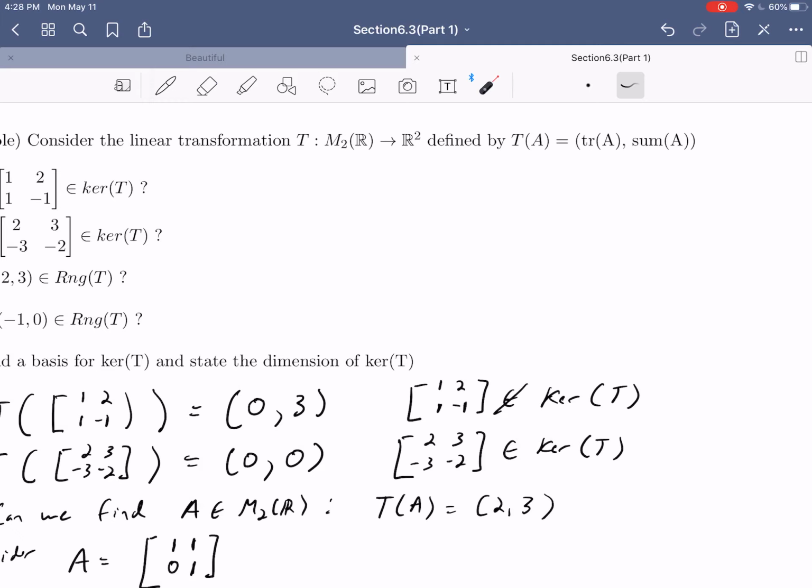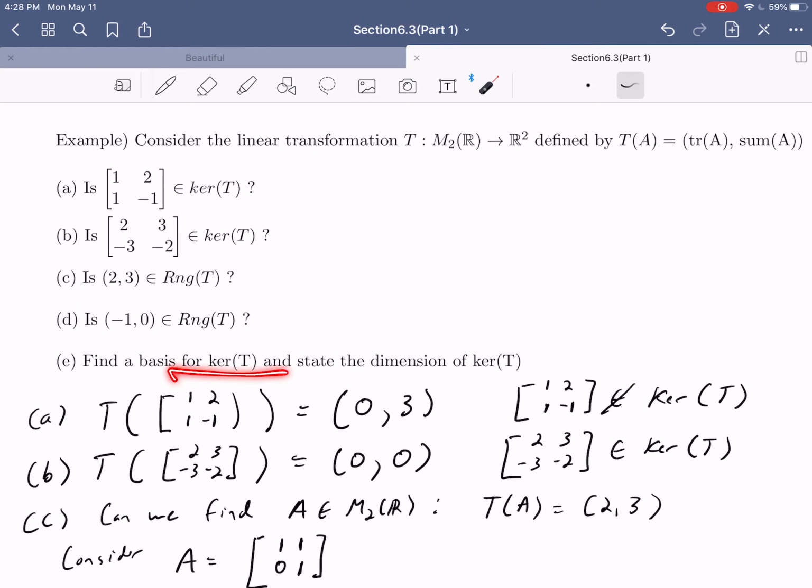So what we're seeing here is that you can diagnose individually very quickly if things are elements of the kernel, but it's also not too bad to actually find out in general what the kernel looks like and be able to talk about its dimension. In our next video, we'll state a relation between the dimension of the kernel, the dimension of the range, and the dimension of the domain. And then we'll use that to do a couple more examples, really understanding the kernel and range of different transformations.